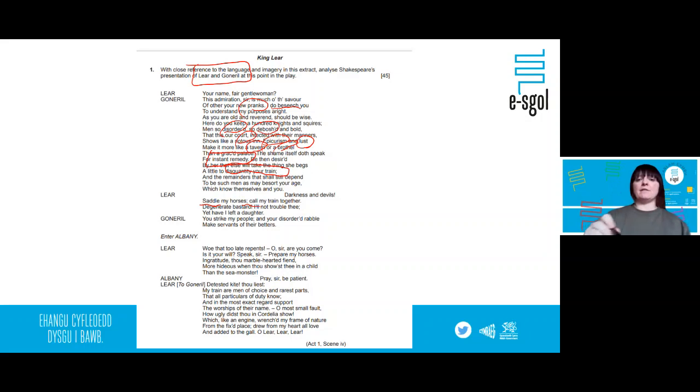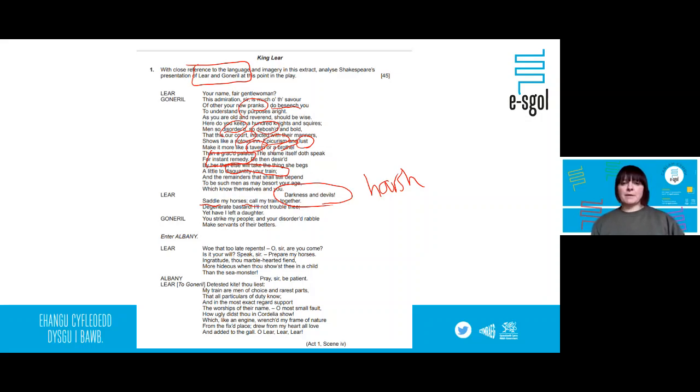And that exclamative here of "darkness and devils", okay? Really harsh plosive sounds being used there. They evoke this dark imagery as well, all right? So throughout this, we've got some real conflict being presented.